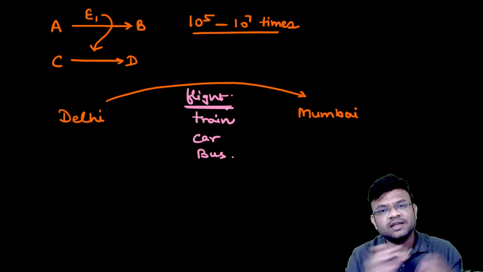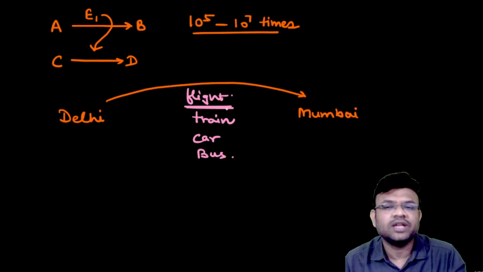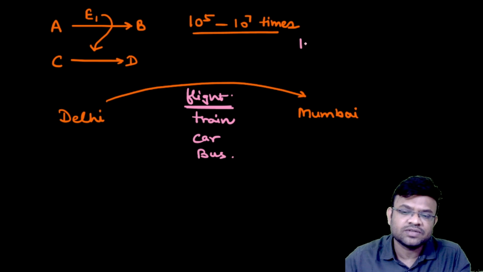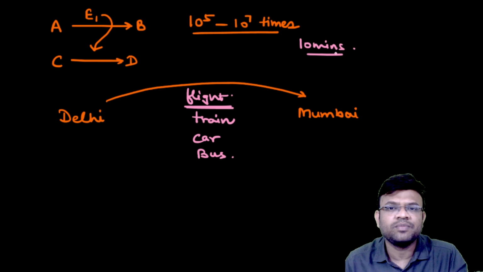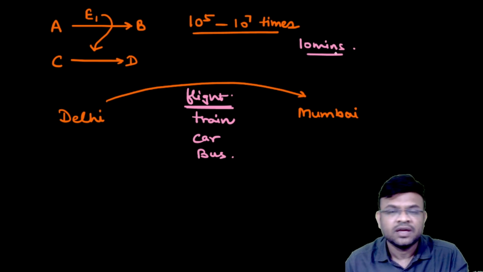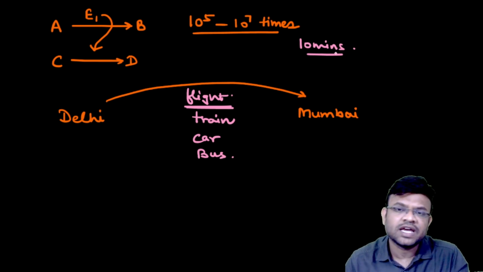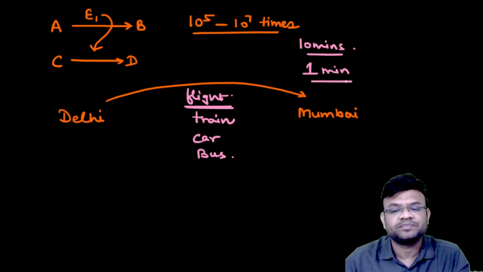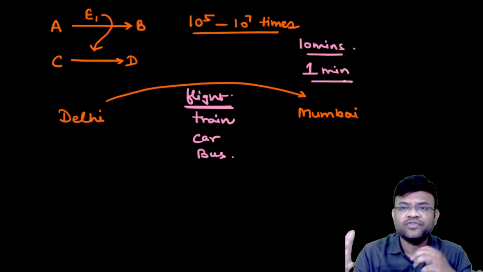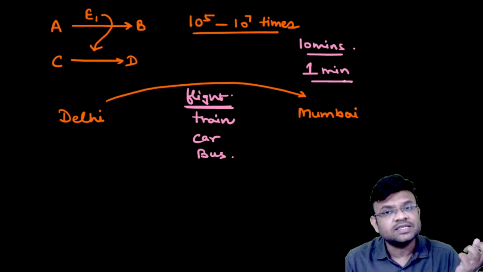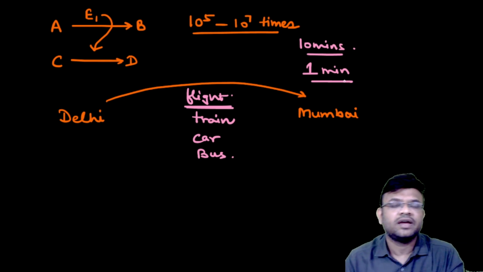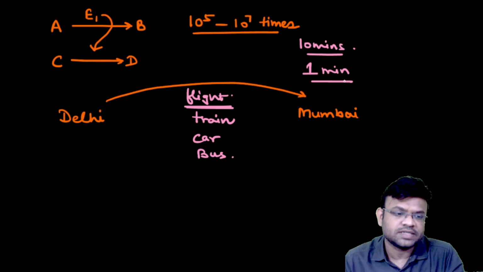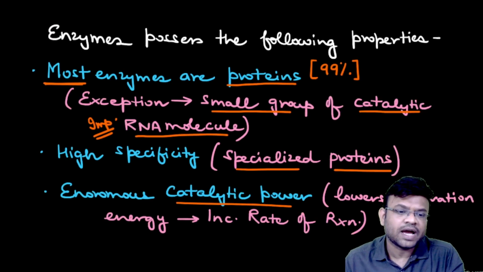Now suppose a reaction was reaching equilibrium in, let us say, 10 minutes without an enzyme, and suppose you are using an enzyme now. What might happen is that the time to reach the equilibrium now becomes 1 minute. This is the difference that you would be getting when you are using an enzyme in comparison to when you are not using an enzyme. Okay, now let us come back to what we were discussing.